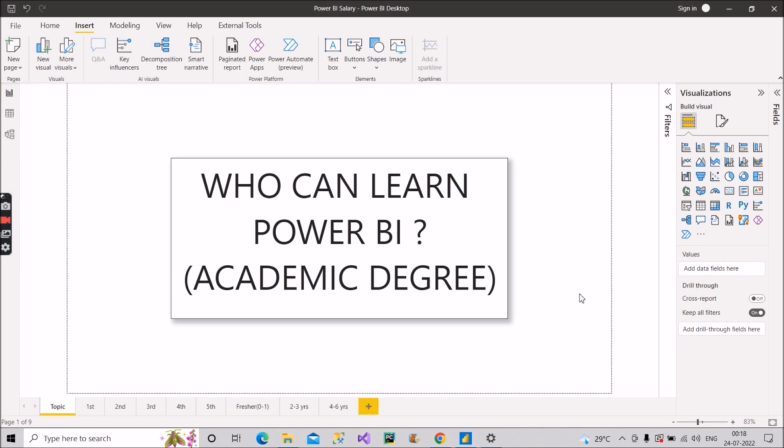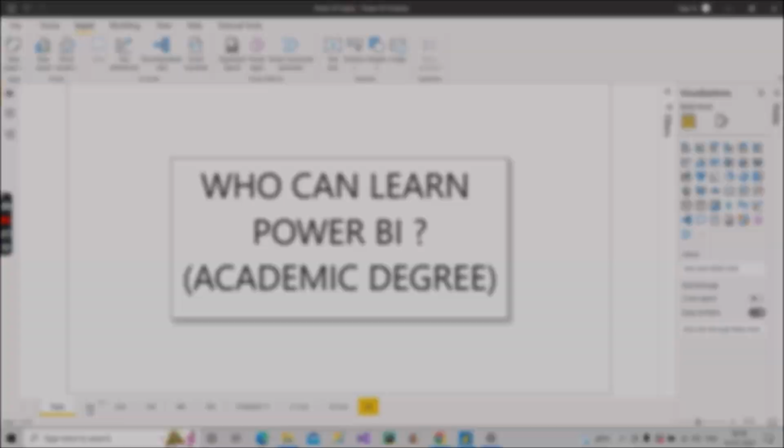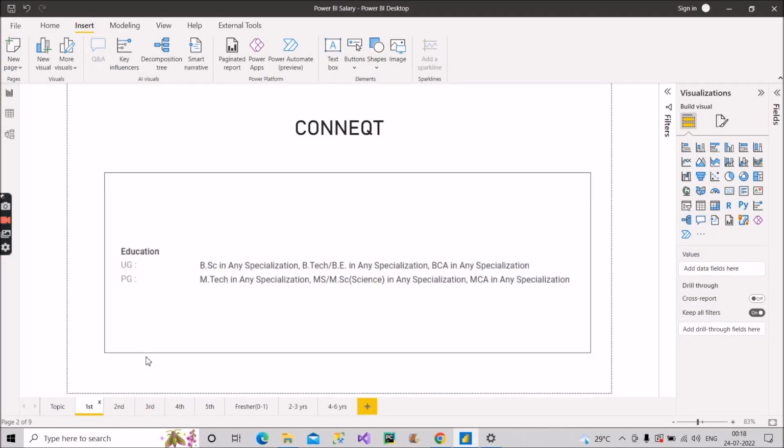So let's see the first one. This is a company called ConnectQT, headquartered in Hyderabad. This was formerly a Tata-based company. Recently they posted a vacancy for the Power BI developer position.